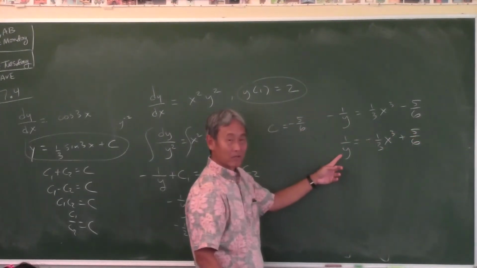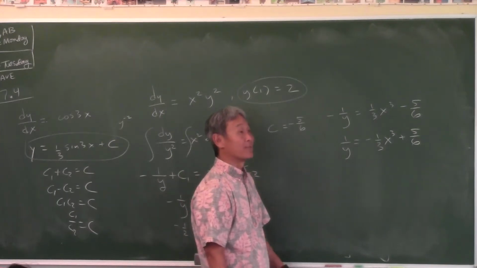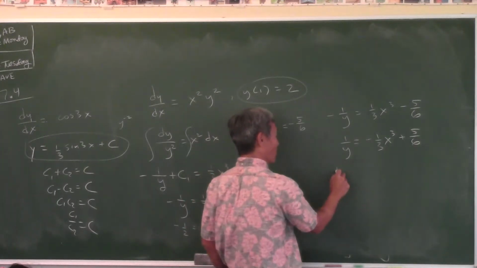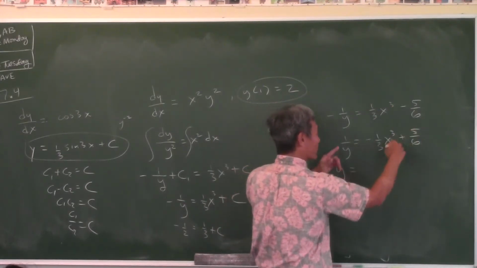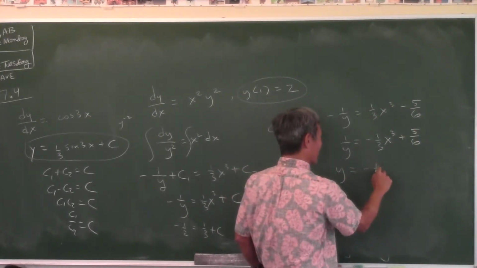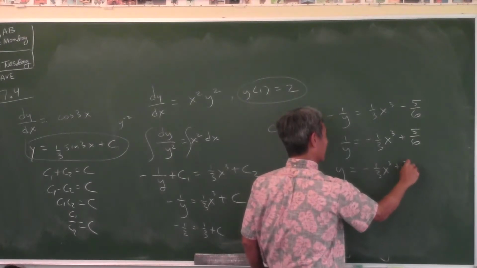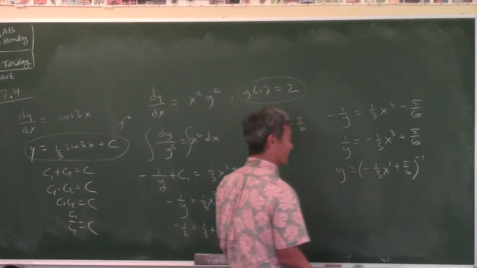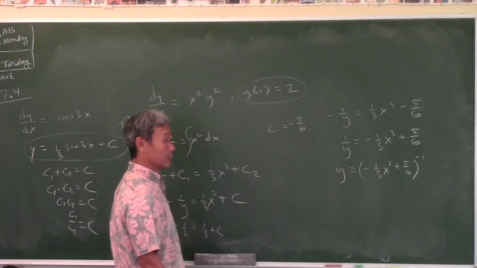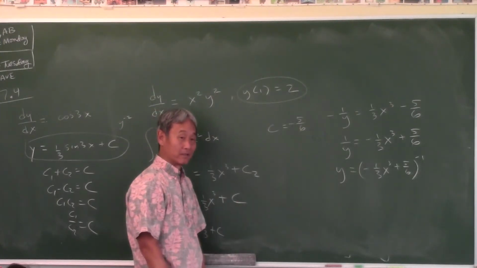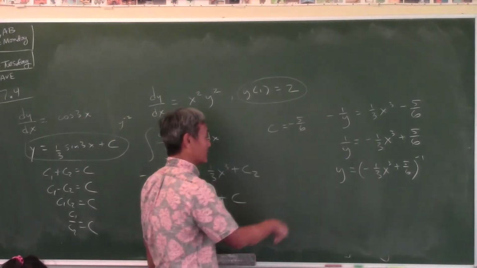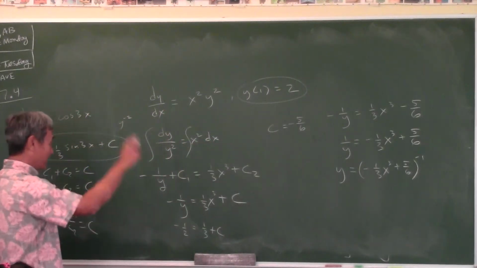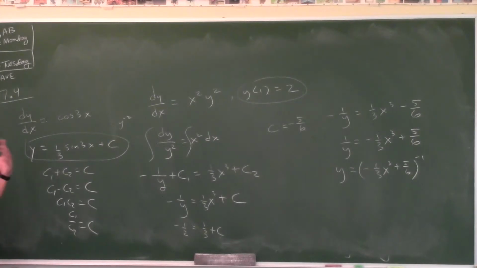And then, what do I do here? Reciprocate both sides. So y equals, now there's two things you can do. Would you rather just go 1 over this thing, or would you rather go this thing to the negative 1? We can do that. That's the same thing as 1 over, right? I don't care which one you do. That looks prettier to me. And there you go. Now I gave you a simple example. Now we gotta kick it up a notch.